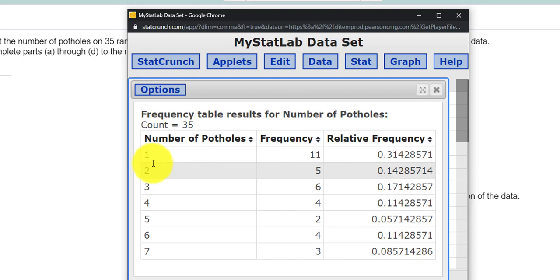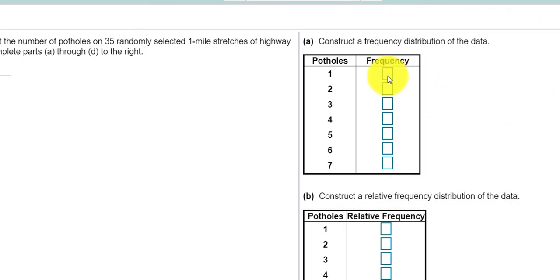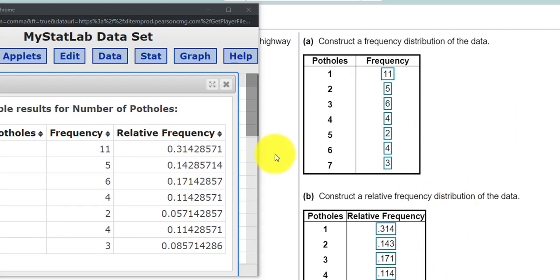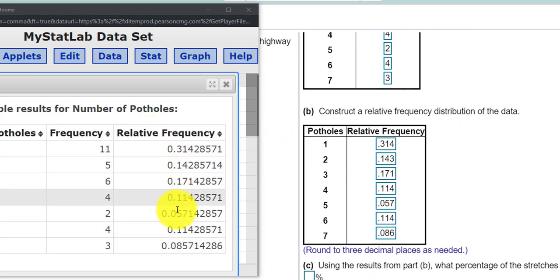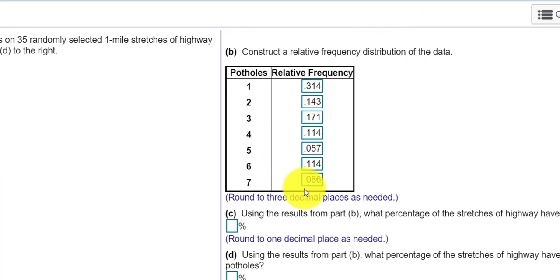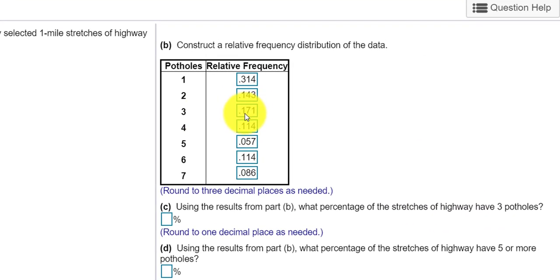Here is my data for 1 through 7 potholes. So let's just copy this in. So I've copied the frequency into my frequency distribution, and I copied my relative frequency, rounded to 3 decimal places, into my relative frequency distribution. What else do we have? Now it says, all right, what percentage of the highway stretches had three potholes, so that would be this 0.171.